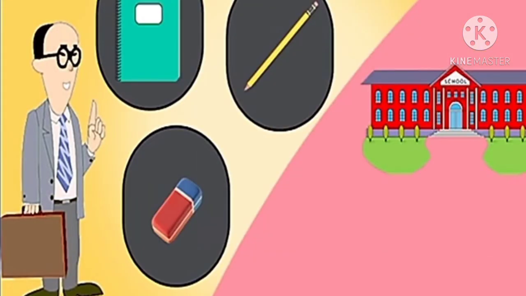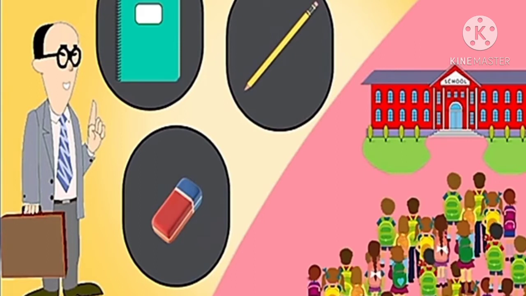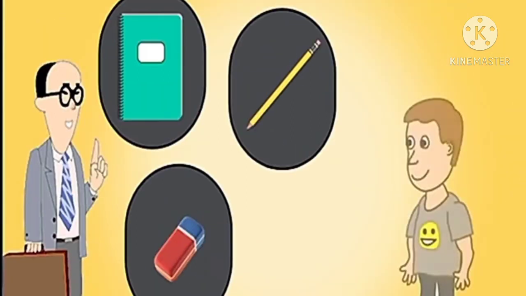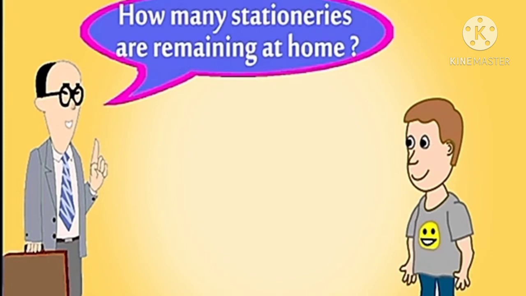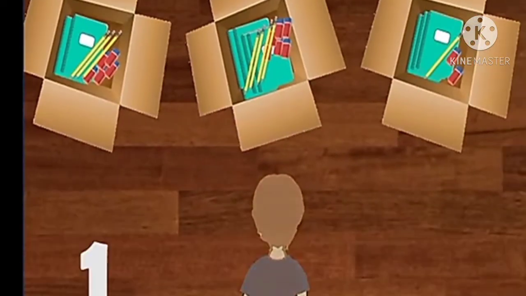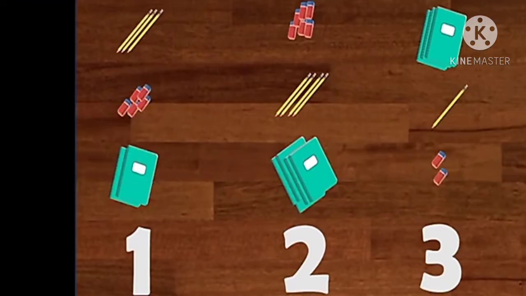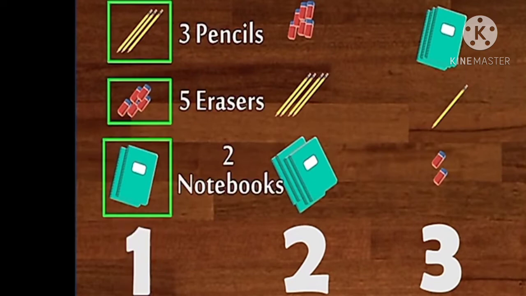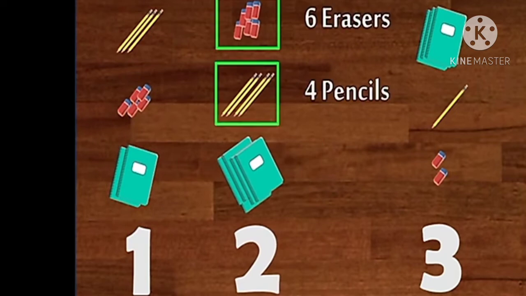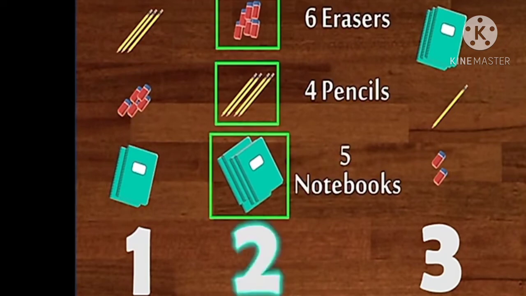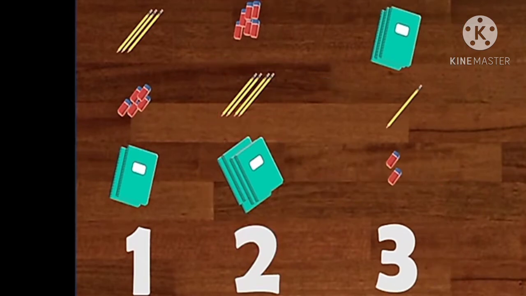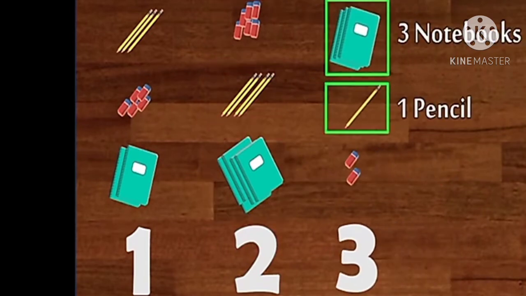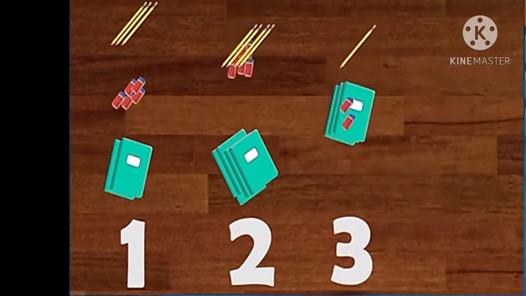Students, this algebra is very useful in practical problems also. Let's see how. For example, your father is asking how many stationery items there are at home. Two people are very organized and kept the stationery separately in 3 boxes. After checking, you saw that the first box has 3 pencils, 5 erasers and 2 notebooks. The second box has 6 erasers, 4 pencils and 5 notebooks. And the third box has 3 notebooks, 1 pencil and 2 erasers.